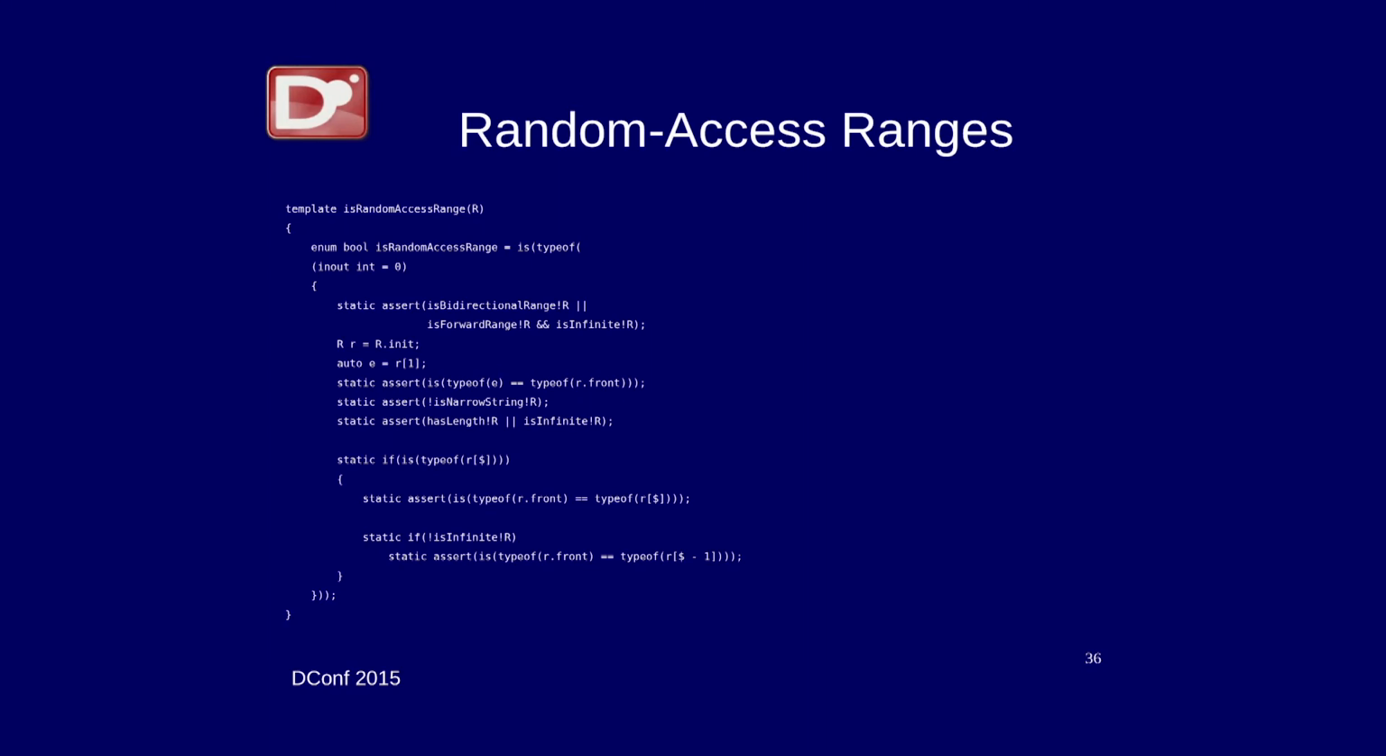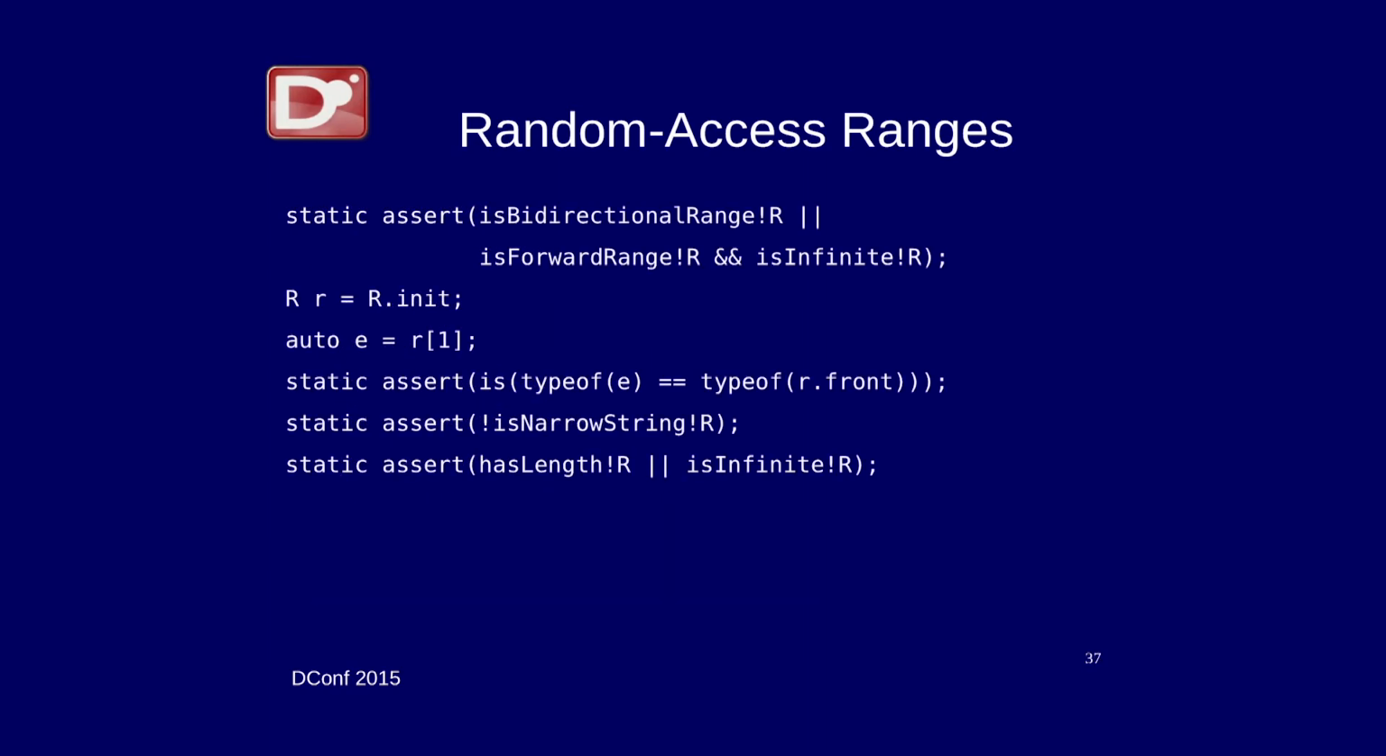Very quickly, random access range. You probably can't read that, but that's the actual template. It boils down to, it's either a bidirectional range or it's an infinite range that's forward, since you can't be bidirectional and infinite, at which point it makes sure that it has the appropriate slicing semantics. And if it isn't infinite, it has to have length. So this is set up to make sure that you can go to a particular index like you would with an array, with the appropriate semantics.